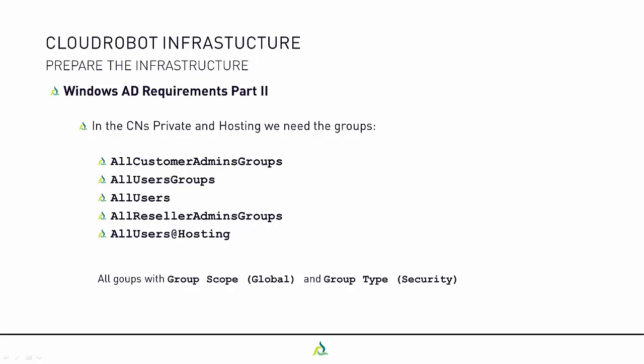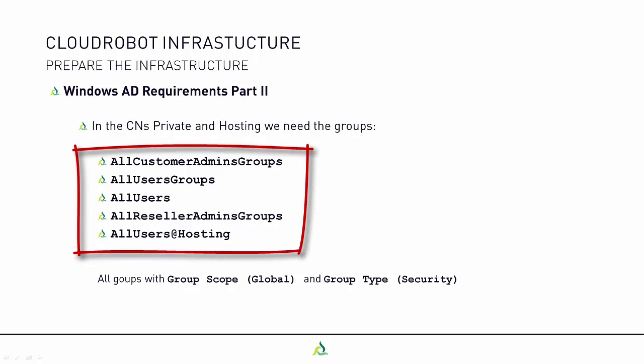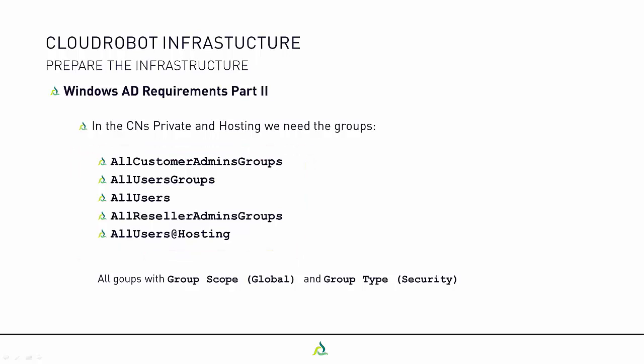In the CN private hosting, we need to prepare these groups: customer admins, user groups, users, reseller admins, and user groups. All of these groups are always populated by CloudRobot, so you don't have to create them every time. But if you want to customize the content of these groups, you can interact with Active Directory or configure CloudRobot and Store to add users to these specific groups.